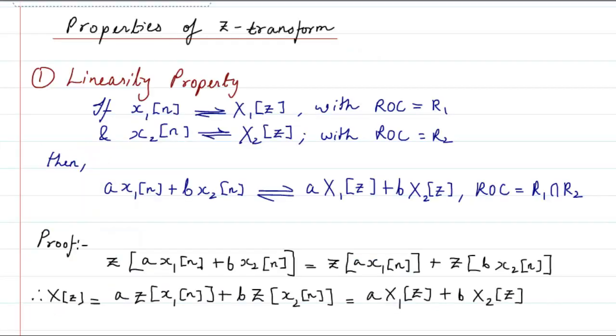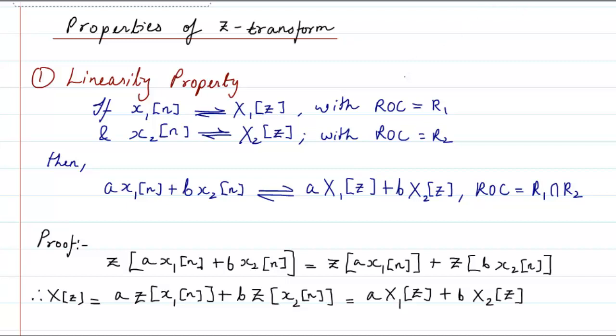Hello students. Next we will look into the properties of Z transform. Here again we will look at the same properties that we have seen for Laplace transform, for Fourier transform. The properties remain the same, but the results may vary slightly. Okay. Starting with the first property, which is the linearity property.